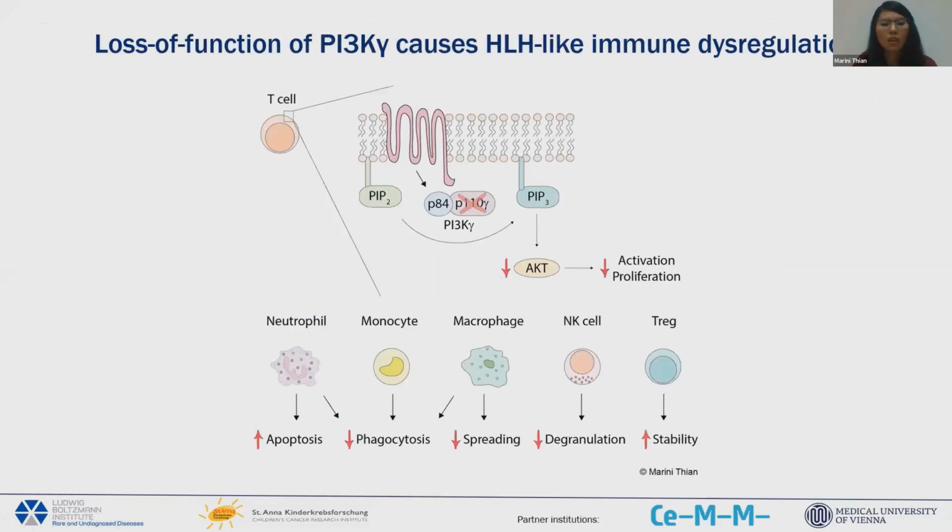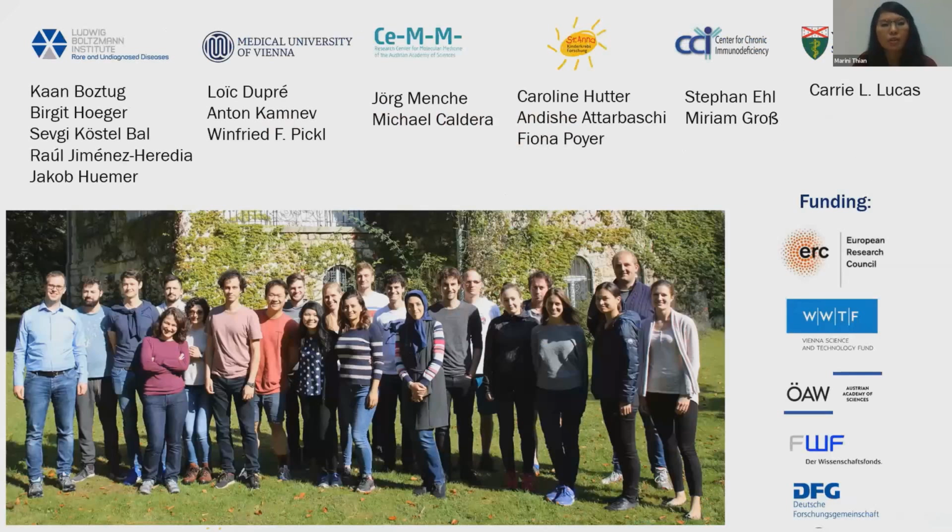In summary, loss of function of PI3K gamma causes HLH-like immune dysregulation with functional defects in T cell and myeloid cells. I'd like to thank the co-authors and my supervisor for their kind support and collaborations.